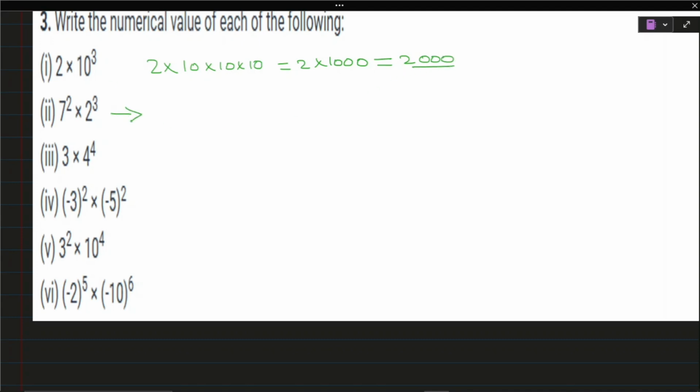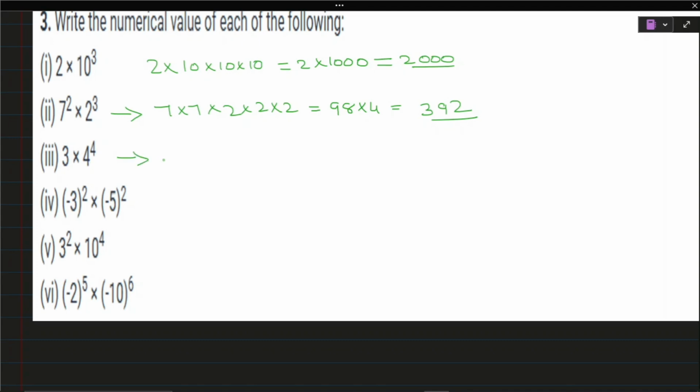Now second one, that is 7 square, that we can write 7 into 7. Now 2 cube, that we can write 2 into 2 into 2, that is 2 is repeating 3 times. So this becomes 7 7s are 49. 49 into 2 is 98, multiplied with the 4. So this becomes 392.